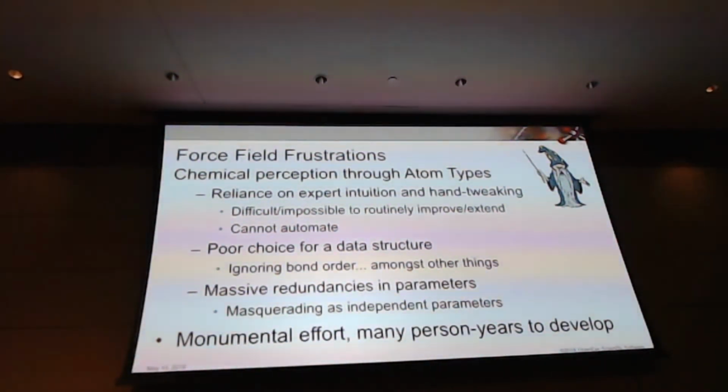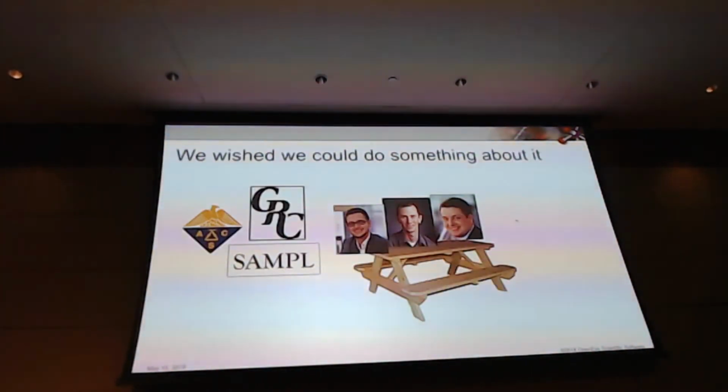And you have got these massive redundancies in parameters like I was showing you. And these masquerade as independent parameters. So when you've got these automated parameterization schemes, they're fitting these slightly different parameters to these supposedly independent formulations, when actually it's simply a redundancy and they should be constrained to be the same. So this means that making force fields is a monumental effort, taking many person years.